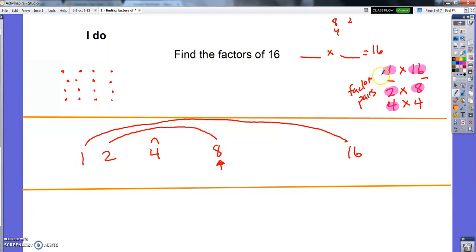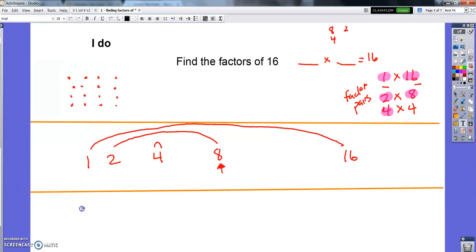So now, same as up here, I found that the factors are 1, 2, 4, 8, and 16. So when you're all done with a factors problem, you want to write it in a sentence like that. You want to say the factors of 16 are 1, 2, 4, 8, and 16. And that's it. That's how you find them.